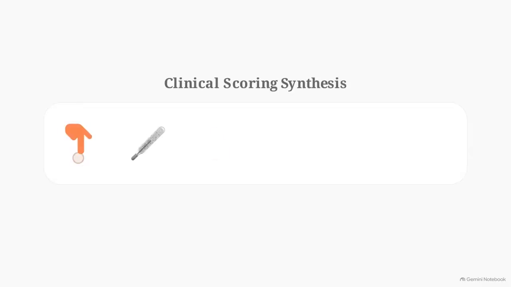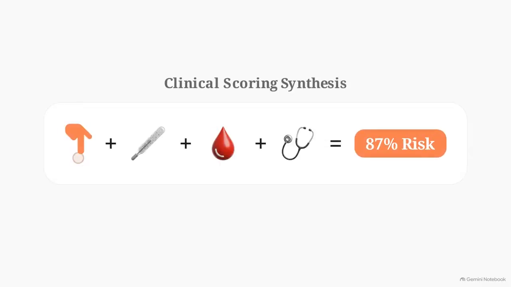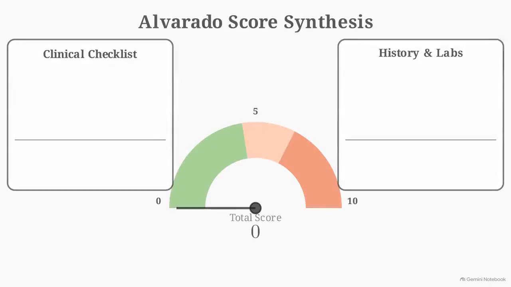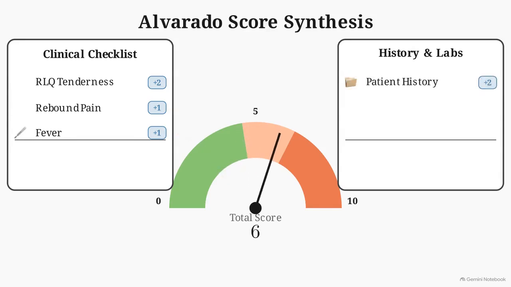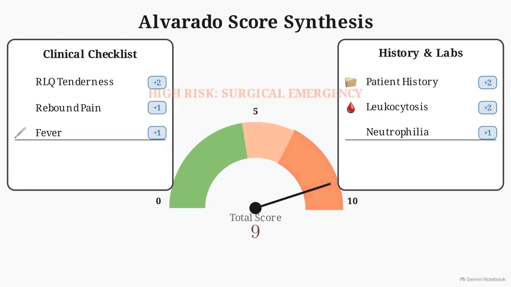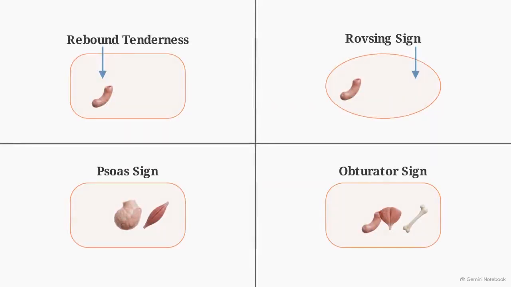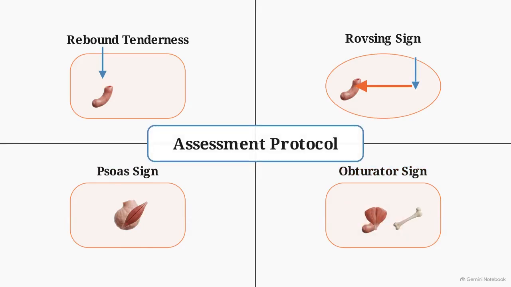However, these individual physical tests are pieces of a larger equation. We compile these findings into the Alvarado score. This clinical decision tool assigns 2 points for right iliac fossa tenderness, 1 for rebound pain, and 1 for fever. It then adds those physical findings to patient history and lab results, like a high white blood cell count, to stratify surgical risk. Rebound, Rovsing, psoas, and obturator form a complete physical assessment protocol.